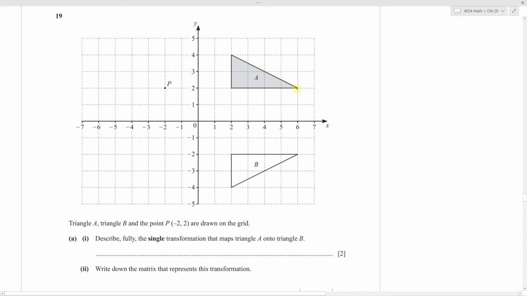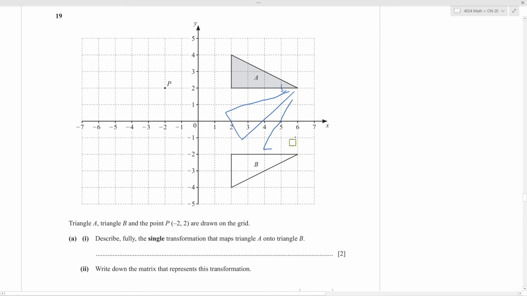Can this be a rotation? If I start to rotate it like this, I'll get something like this, and this, and this, and then back to A like this. So this is also not a rotation. Since I don't get triangle B if I try to rotate triangle A, this could be a reflection.